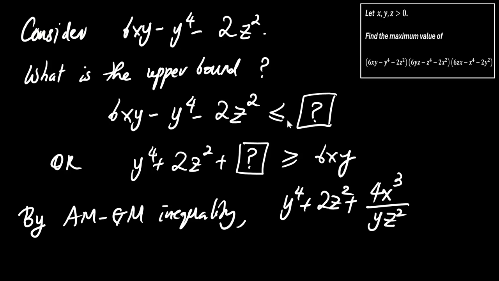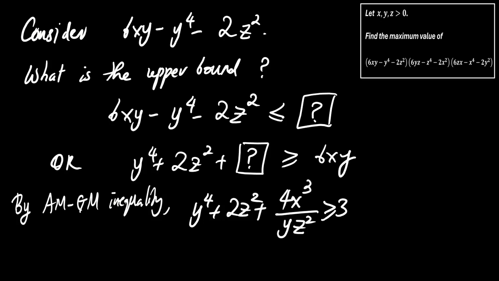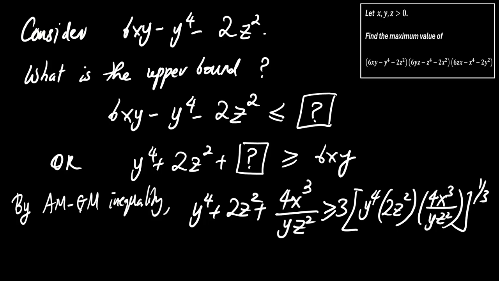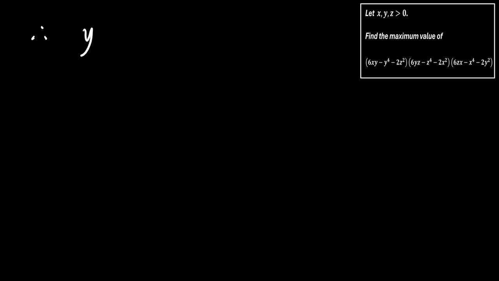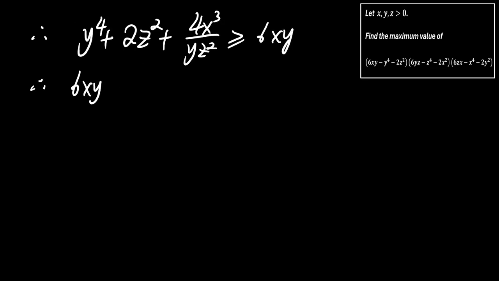By AM-GM, the sum is greater than or equal to 3 times the cube root of y to the power of 4 multiplied by 2z squared multiplied by 4x cubed over yz squared. This simplifies to 3 times the cube root of 8x cubed y cubed, which equals 6xy. Therefore, the inequality is valid, and we conclude 6xy minus y to the power of 4 minus 2z squared is less than or equal to 4x cubed divided by yz squared.